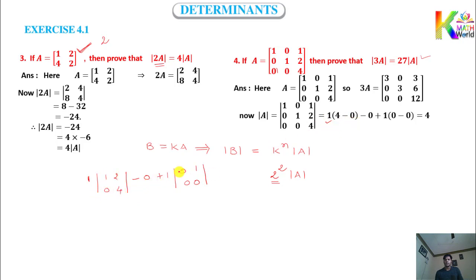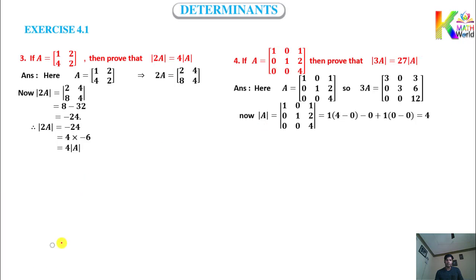With 0 times anything, that becomes 0. With plus 1, you can see here 0 minus 0. So 1 into 4 becomes 4. 4 minus 0 is 4 now. So 4 into 1 will be 4, and this will become 0. So what is your answer for determinant A? Determinant A, how much did you get? Okay, I am going to erase everything.